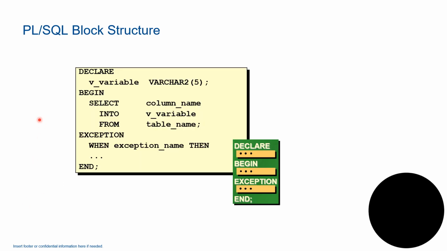Now this is an example where we have a declare block. As you can see, a variable v, we have the begin section, exception section, and end section. In the declare section we have defined a variable which is of VARCHAR2, of 5 characters. Then we have written in the begin section a select statement, and then in the exception section we can write the exceptions.